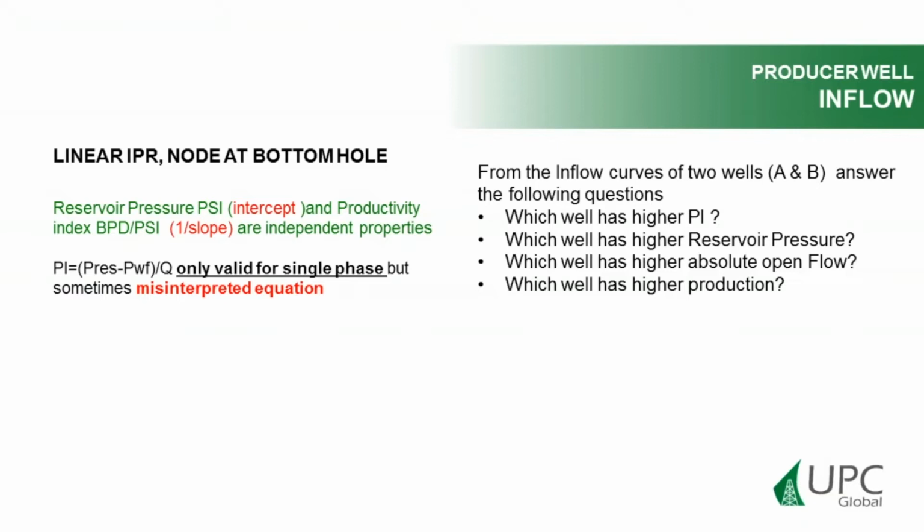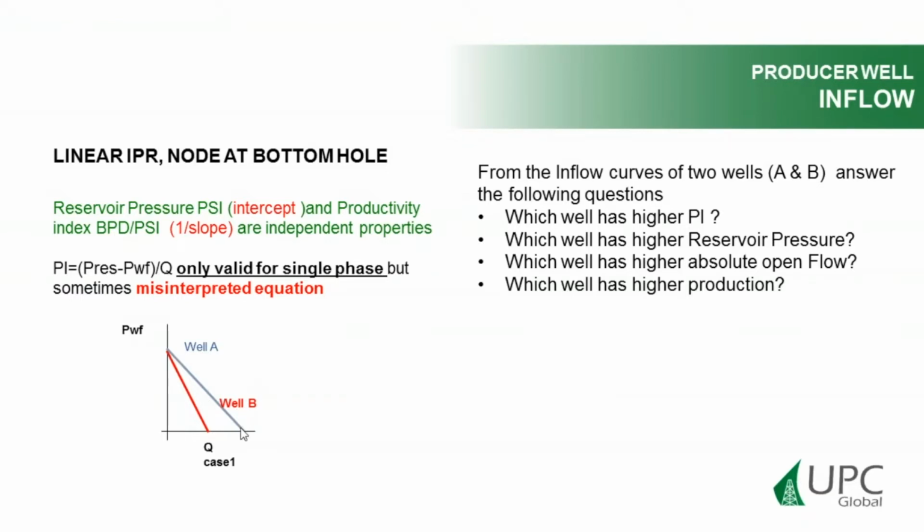Okay, so knowing that the reservoir pressure is the intercept and the productivity index is the slope, we can, just by inspection, answer the following questions for this case. Both wells have the intersection point here with the same value. Regardless of the scale, I know that both wells have the same reservoir pressure, but well A has higher productivity index because it's more horizontal. Remember that the productivity index is the inverse of the slope. So well A has higher productivity index.